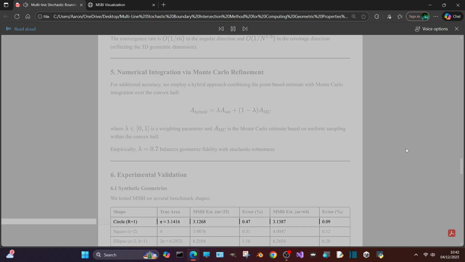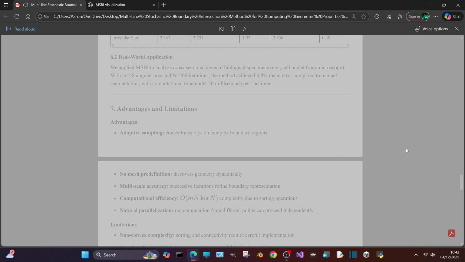Circle, R equals 1, pi approximately 3.1416, 3.1268, 0.47, 3.1387, 0.09. Square, S equals 2, 4, 3.9876, 0.31, 4.0047, 0.12. Ellipse, A equals 2, B equals 1, 2 pi approximately 6.2832, 6.2104, 1.16, 6.265, 0.28. Irregular star, 2.84, 72.79, 11.9, 72.83, 60.39.